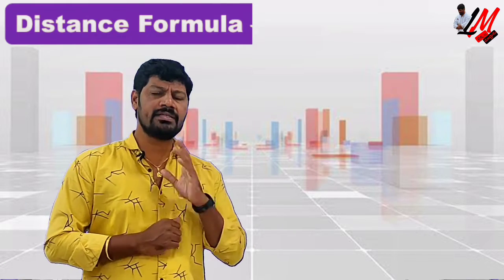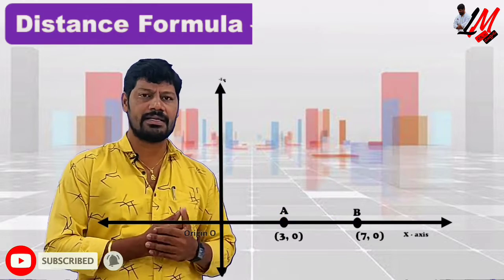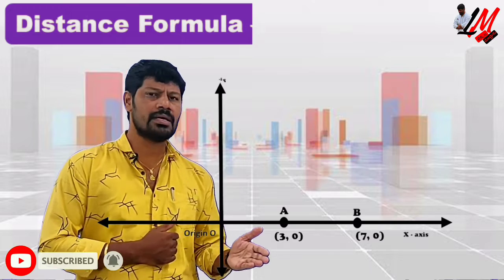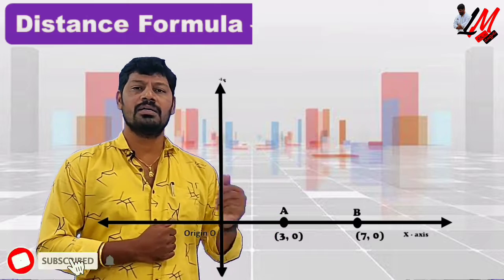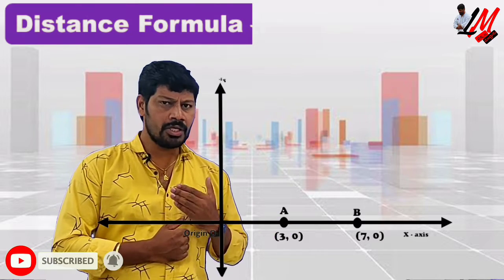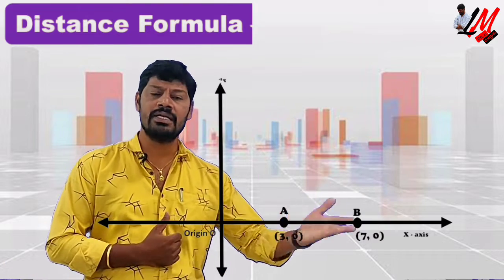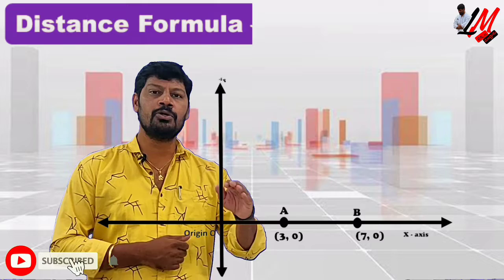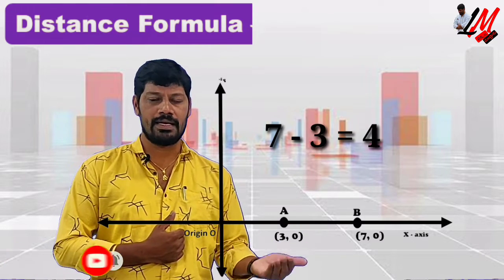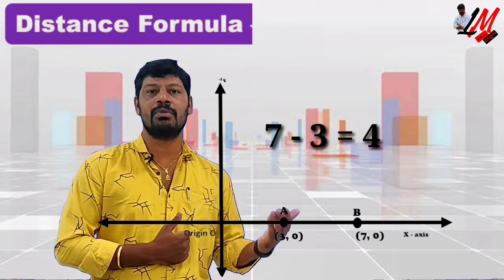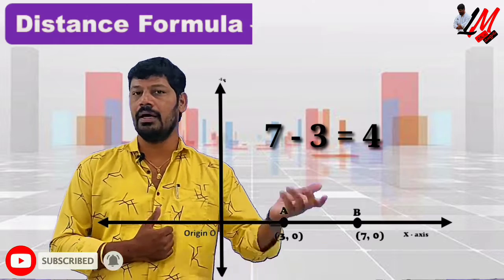Now let me take this example. Just imagine this is the x-axis, this is the y-axis. Let the point A be (3,0) here, and let the point B be (7,0) there. Now clearly you can see both points are lying on the x-axis. So to find the distance between A and B, you need not apply any formula here. Simply take the difference of the two numbers, 7 minus 3 is equal to 4, which is 4 units, the distance between A and B.